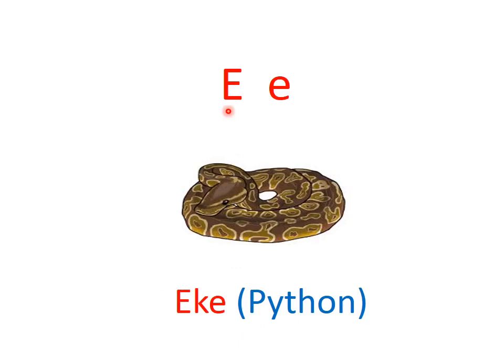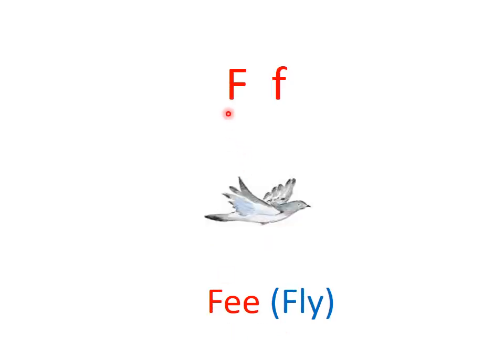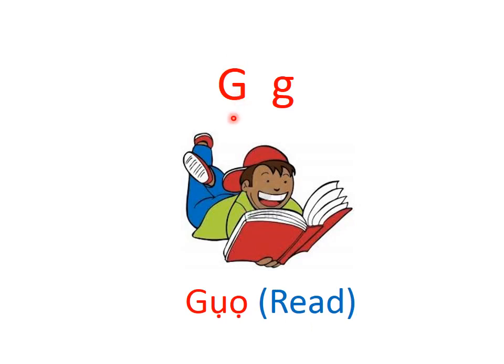E as in eke, python. Fe as in fair, fly. Gay as in gore, read.